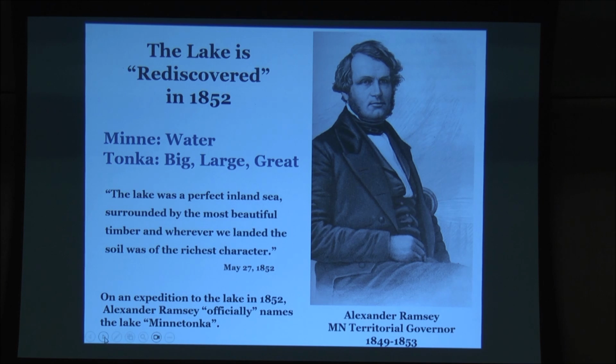So in 1852, the Minnesota Territorial Governor Alexander Ramsey visits Lake Minnetonka. And he visits the Minnetonka Mills area, and he's talking with Calvin Tuttle and Simon Stevens, who are two of the early settlers in that area. And they take him out to the lake and show him the lake. And he loves it and thinks it's beautiful. And you can see there's a quote I included of what he said. "The lake was a perfect inland sea surrounded by the most beautiful timber, and wherever we landed, the soil was of the richest character." And he said to them, "Well, what is the name of this lake?"